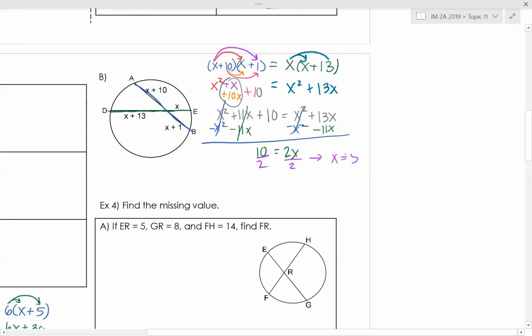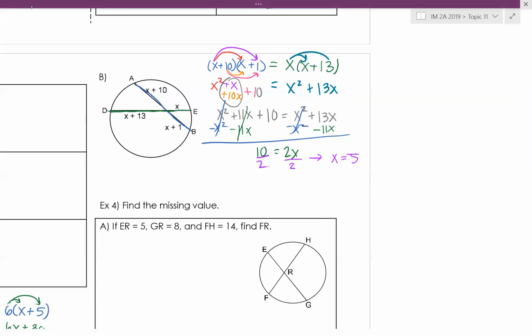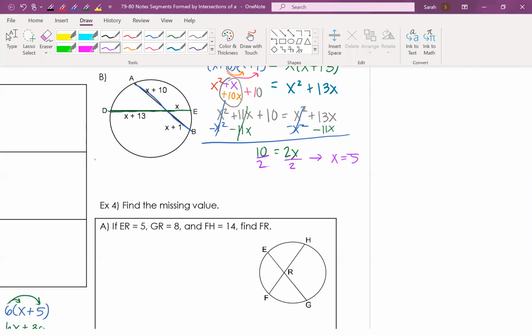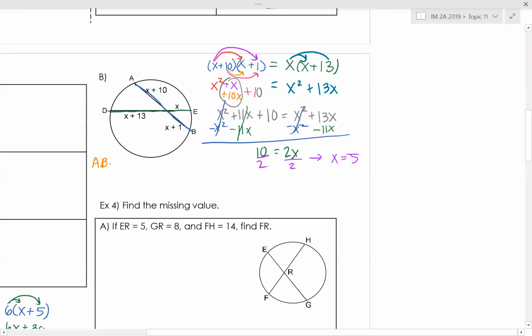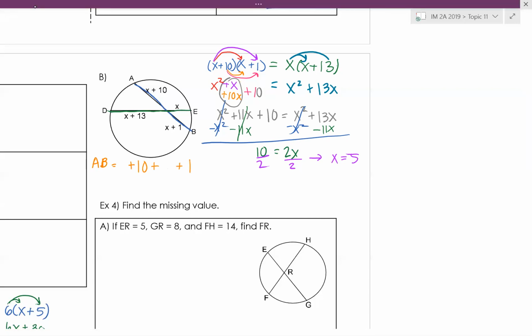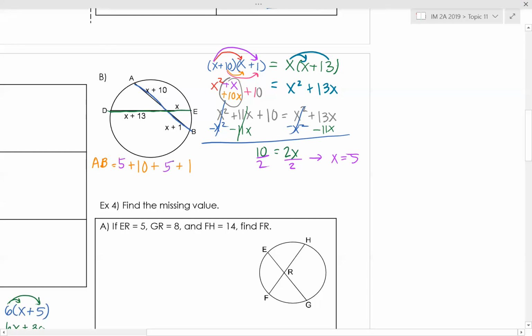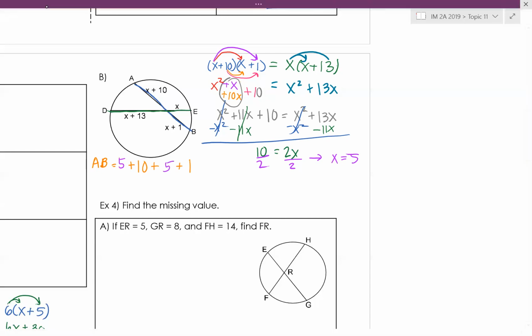X is 5. Remember that this problem is asking us to find the length of AB and the length of DE. So AB is x plus 10 plus x plus 1. So that means we're doing 5 plus 10 plus 5 plus 1. And so that's going to give us a total length of 21.